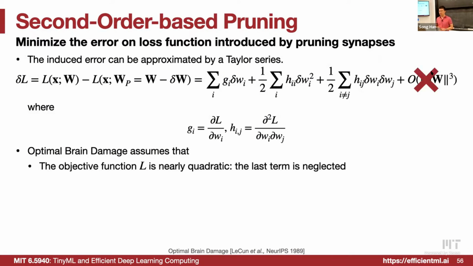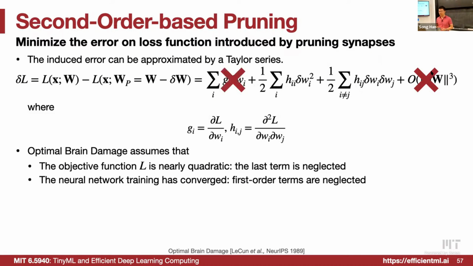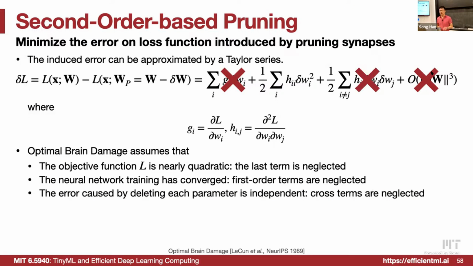The paper Optimal Brain Damage suggests that we can neglect the last term, and since the training has converged, the gradient should be very close to 0. You already converged at the local minima, so the first order term you can neglect. So only the second order term is there. The second order term has two parts. The error caused by deleting each parameter is assumed to be independent, so the cross term can also be neglected. And as a result, we only have one term in the middle, which is the second order term.